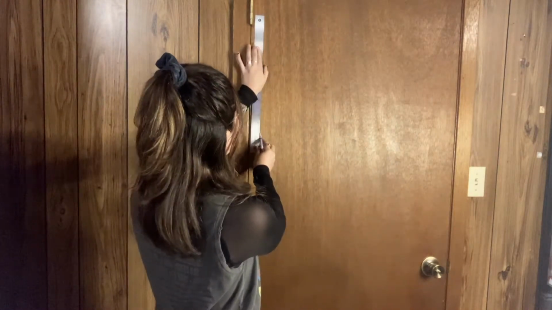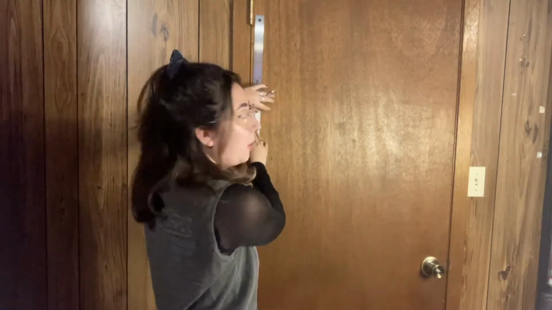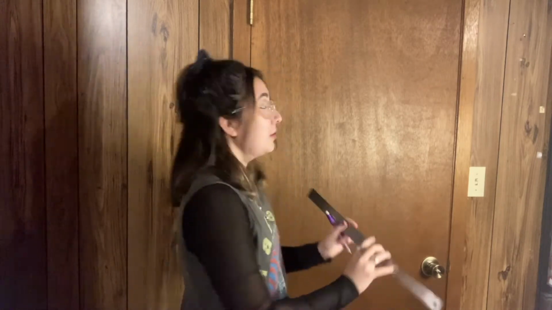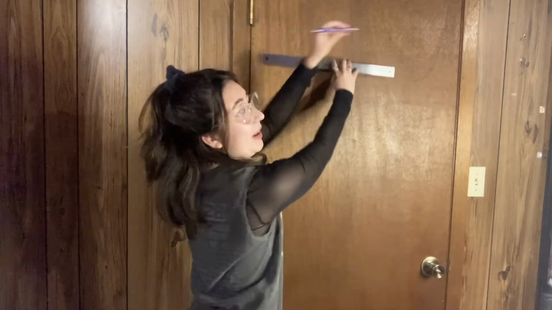But anyways, once you have the height and width of each pixel, you can go ahead and start marking them out on your door. So for the height, it was 2.5 inches. So I'm going to be lining up my ruler and just marking every 2.5 inches all the way down across both the left and the right side. And then the width was 1.8 inches for me. So I'm going to be going across the top and the bottom and marking every 1.8 inches.